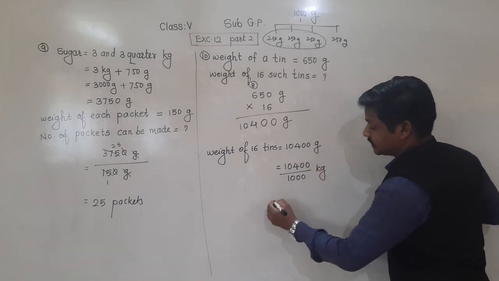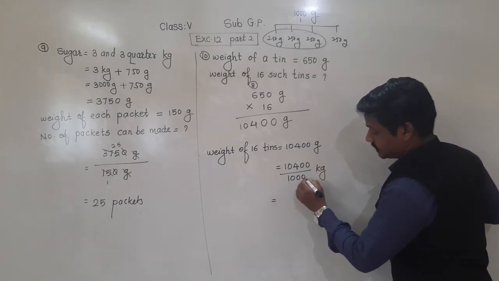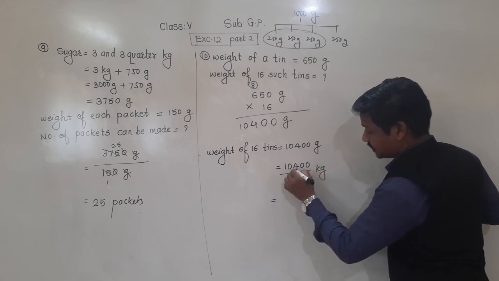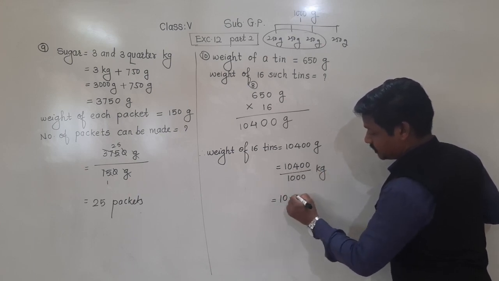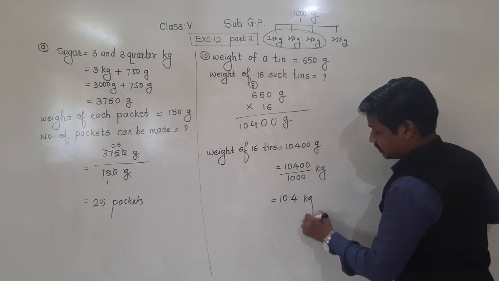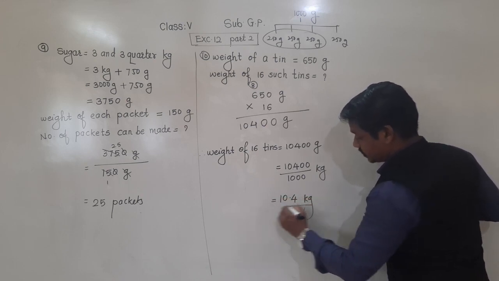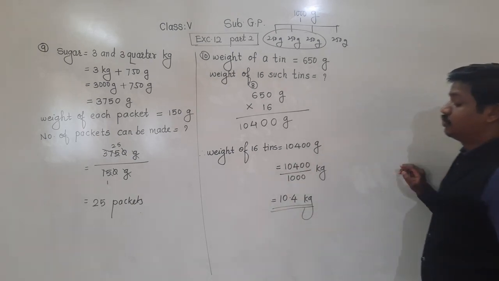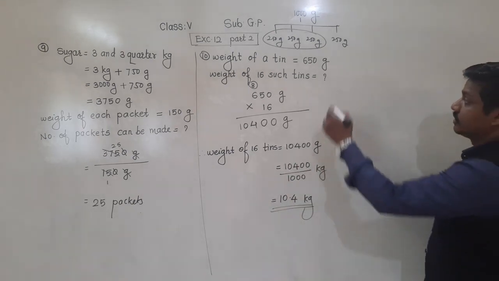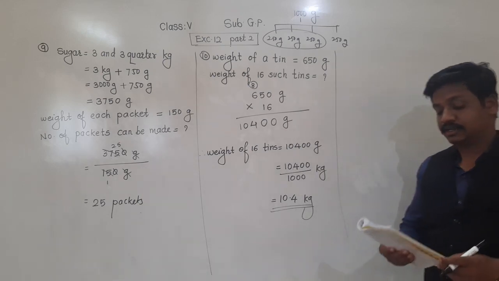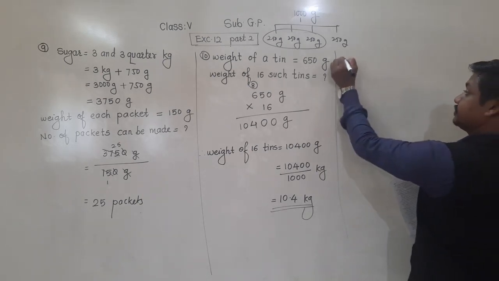And when divided by 1000, since there are 3 zeros in the 1000, here put the decimal point before 3 digits, that is 10.4 kg. 10.400, if you don't write the 00, then also okay. 10.4 kg. Understood?